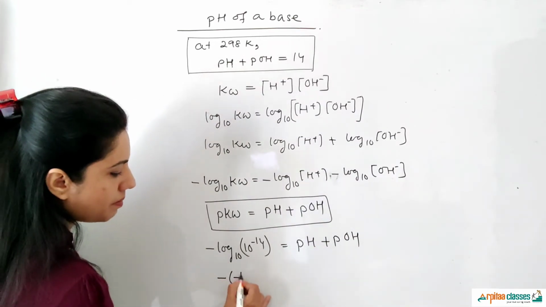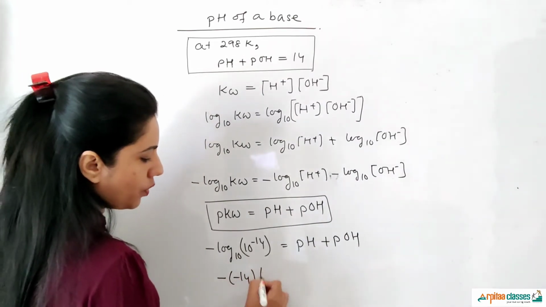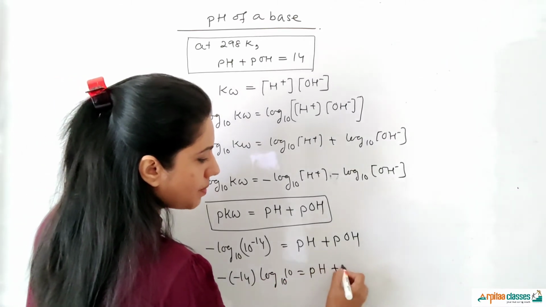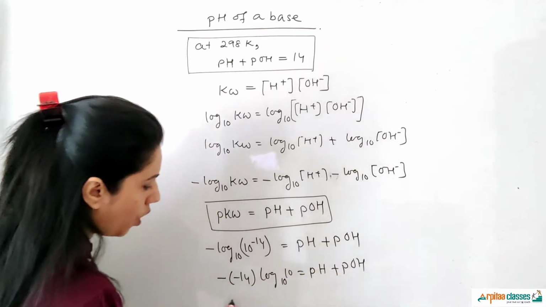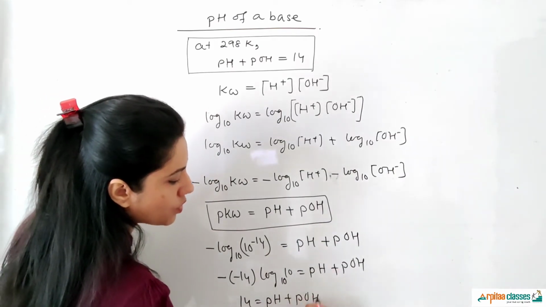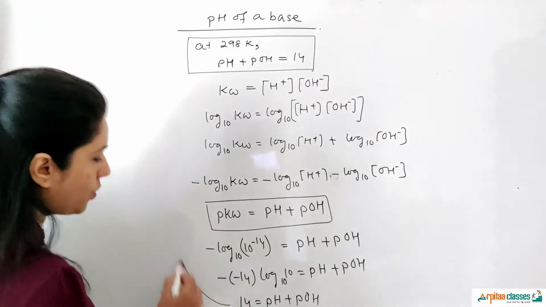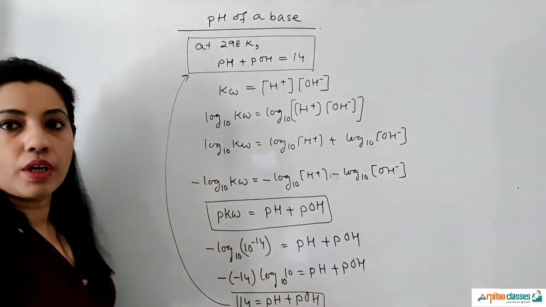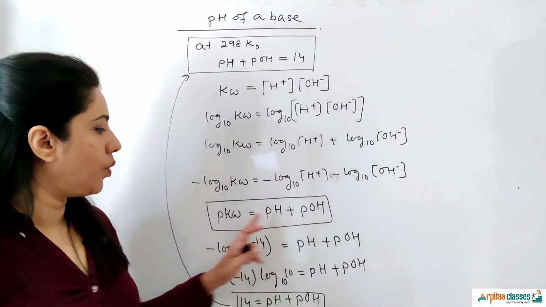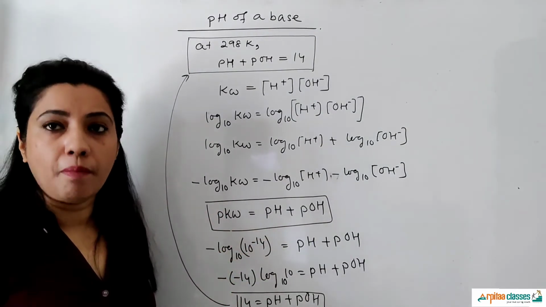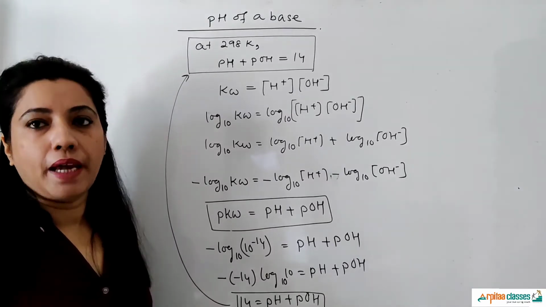Now here it is minus of minus 14 log 10 to the base 10 is equal to pH plus pOH, or we get 14 is equal to pH plus pOH. So see, what we wanted to derive, we got that. pH plus pOH is equal to 14 and pH plus pOH is equal to pKw. This particular derivation we need to remember before doing the pH of a base.